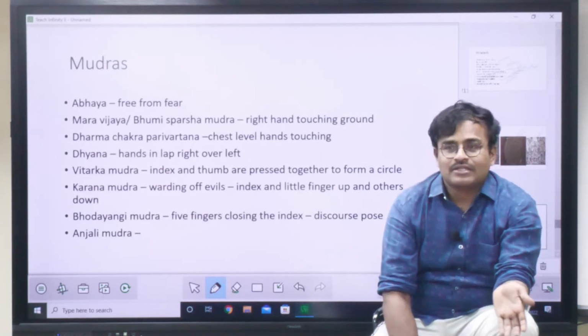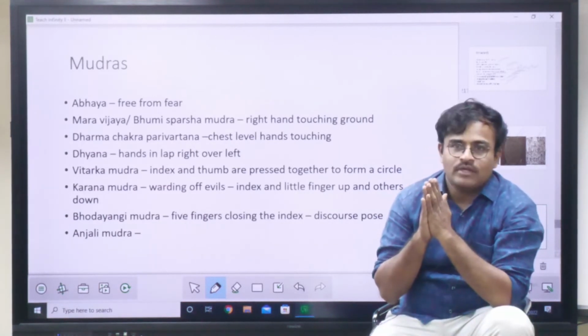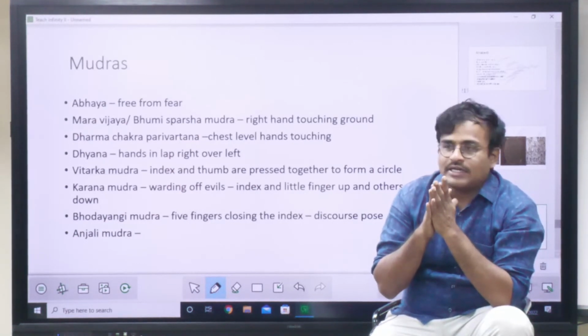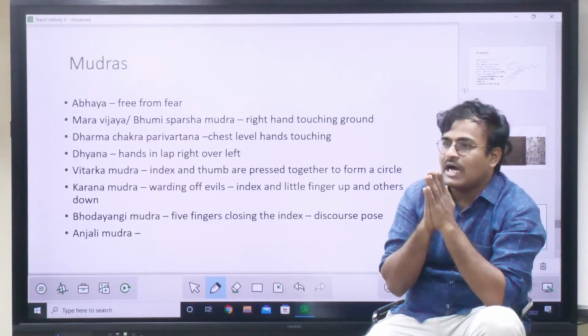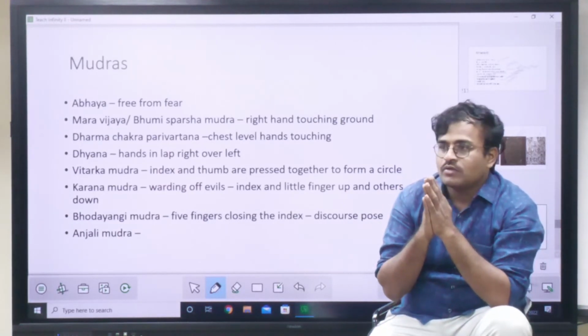And the third mudra is known as Anjali Mudra. Anjali means respect, and it is depicted in many places. Not Buddha, but many of his followers are shown in Anjali Mudra towards Buddha. So this is the third mudra.